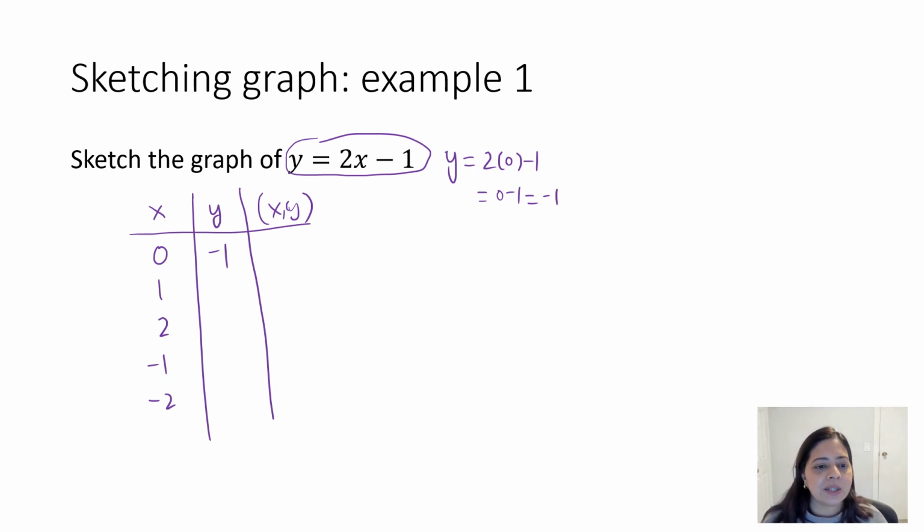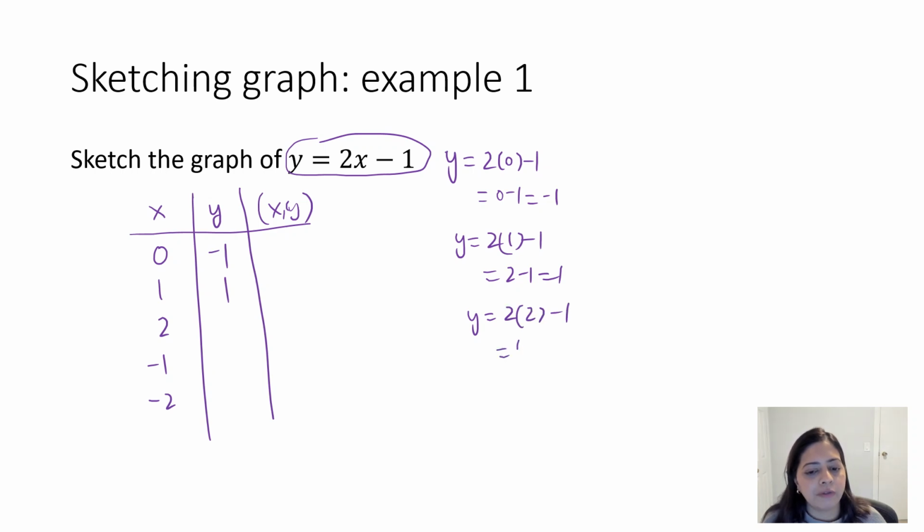What happens when x is 1? So it's 2 times 1 minus 1. 2 minus 1 is 1. So you get a 1. What happens when x is 2? So 2 times 2 minus 1, 4 minus 1, which is 3. What happens when x is minus 1? So I'm simply plugging in that value of x into the equation and solving it.